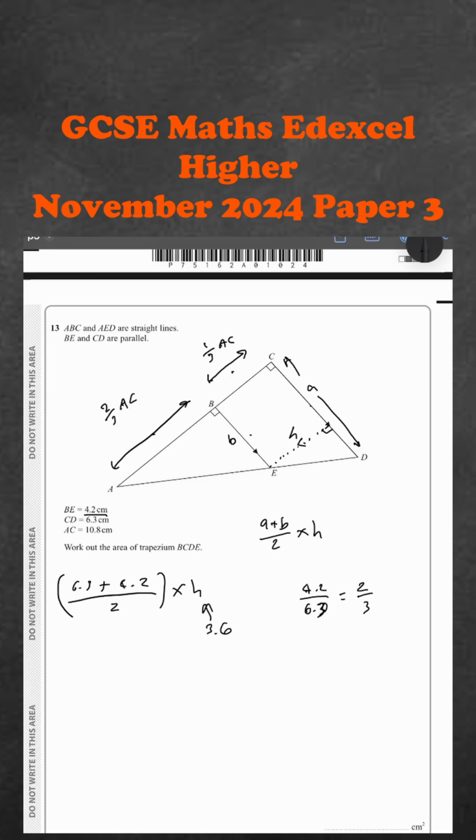Therefore, BC is 3.6. Therefore, our trapezium area is 6.3 plus 4.2 over 2 times 3.6. 6.3 plus 4.2 divided by 2 times 3.6, and I get 18.9 centimeters squared.